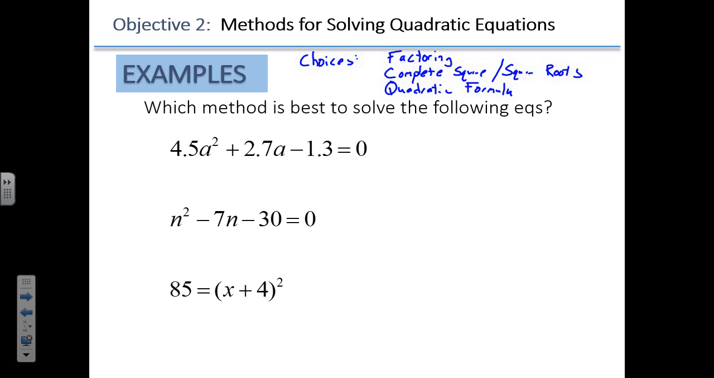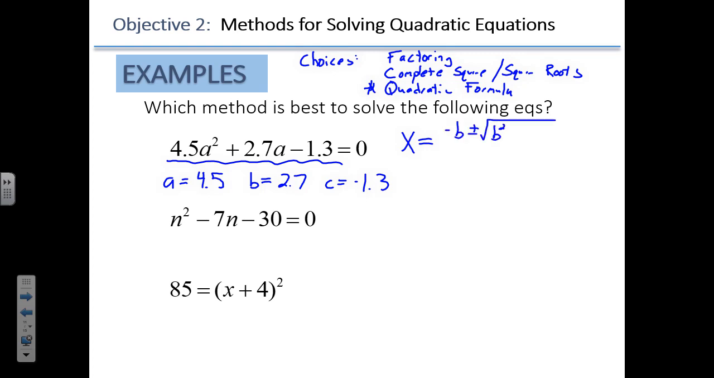Okay, well, our top one, the decimals that are present here make that a pretty tough one to solve by factoring. It's also going to be pretty tough to do by completing the square. We could very quickly say that A is 4.5, B is 2.7, and C is negative 1.3. Or we could multiply by 10 to get rid of those decimals. We would probably use the quadratic formula here, because x is negative b plus or minus the square root of b squared minus 4ac. You could plug those values in and you could figure out what the solutions are.